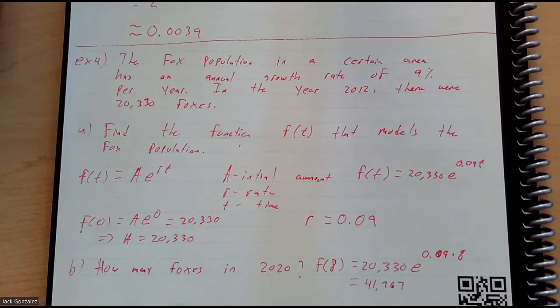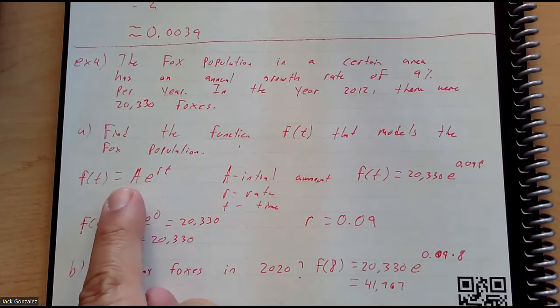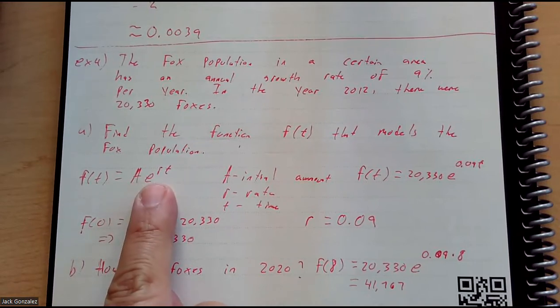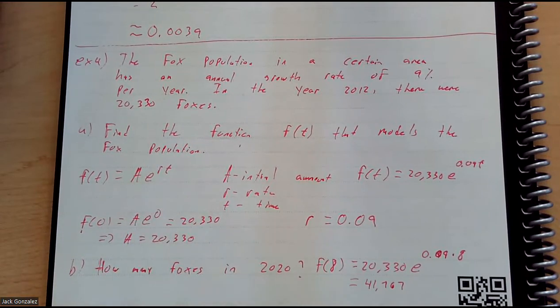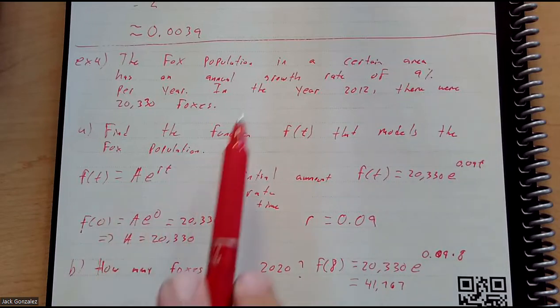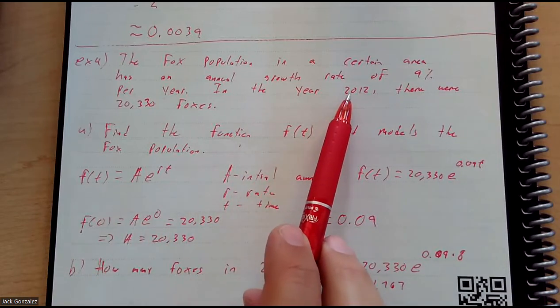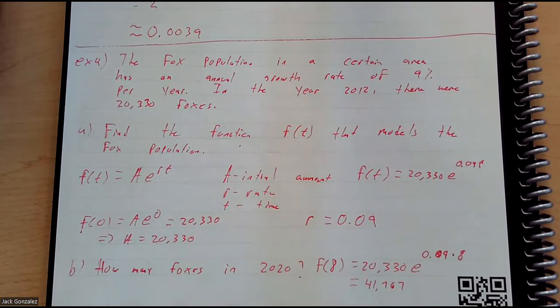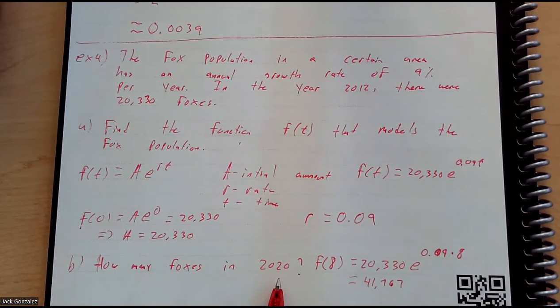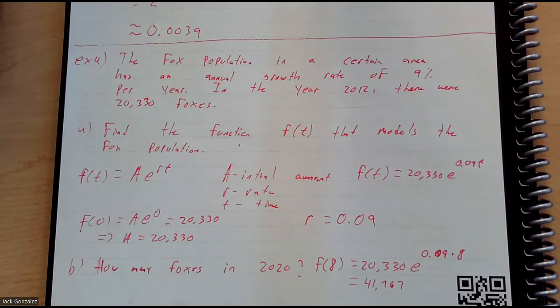So the homework's going to ask you to figure out the model by plugging in your initial amount and your rate, and then they'll ask you what will happen in the future using that model. Why 8? So we assume that 2012 was the beginning, year 0, and they wanted to know what happens in 2020. So 8 years later.